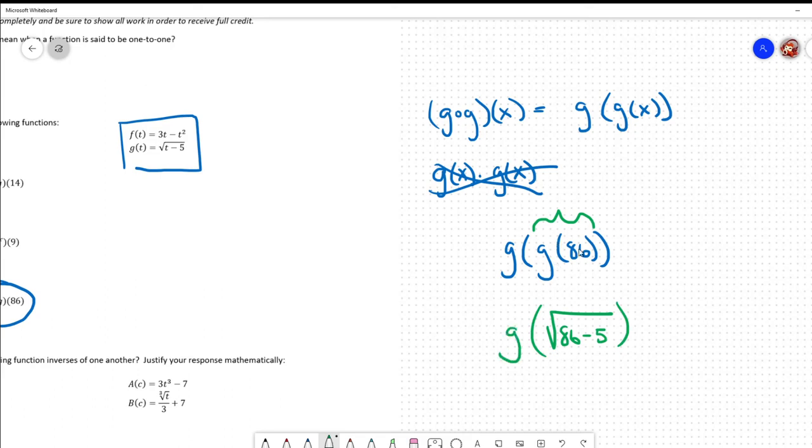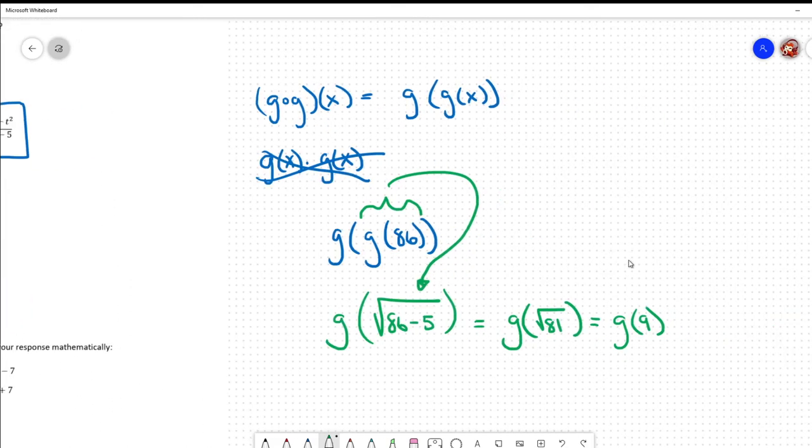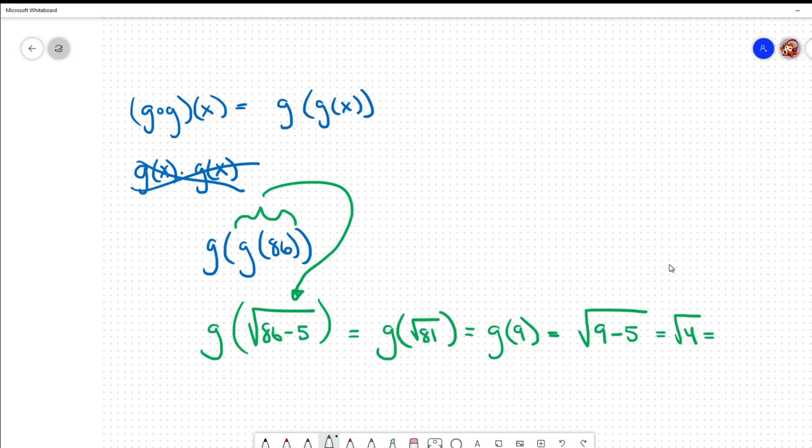So you see I'm just addressing the inner function, and that is in this part right here. So 86 minus 5, we know that's going to be 81. And hopefully, without the calculator, you guys know square root of 81 is 9. So there's that first part done. Now I've got to figure out, what's g of 9? So once again, I go back to my g function, and this time we're going to be plugging in 9 for t. So 9 minus 5 is square root of 4, which is 2. That is my answer for this one.